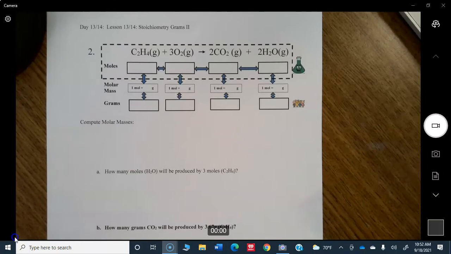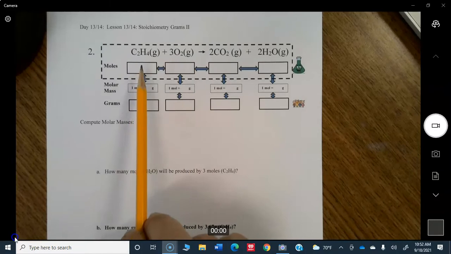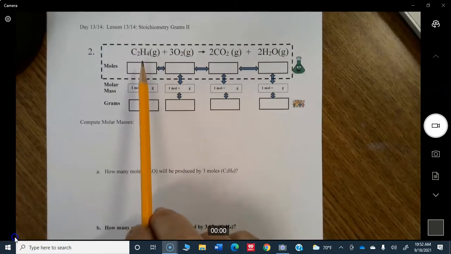AP Chemistry, this is day 1314, lesson 1314, stoichiometry grams 2. So we're now on problem 2. What we have is a combustion reaction. It's one of the 5 basic reactions that you'll learn later.